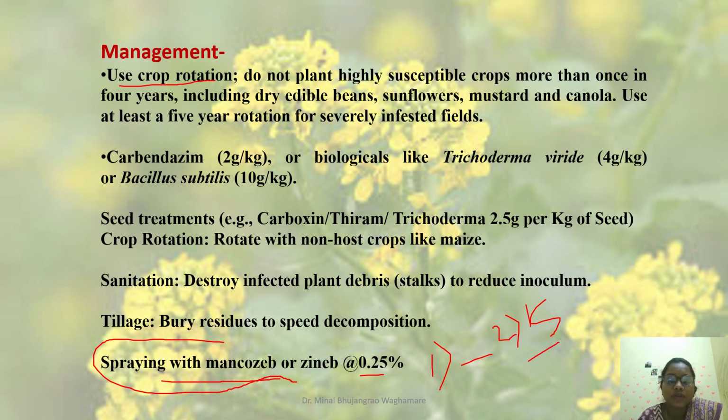So these are some important management practices, mainly metalaxyl and mancozeb plus copper oxychloride. We provide these mainly for mustard diseases like downy mildew and white rust, and for other diseases thiram, carboxin and carbendazim are provided as fungicide management, as a seed treatment as well as foliar spray. And we can also do another cultural practice, that is sanitation. Destroy the infected plant debris to reduce the inoculum. So like this we have covered all the important diseases of the mustard.